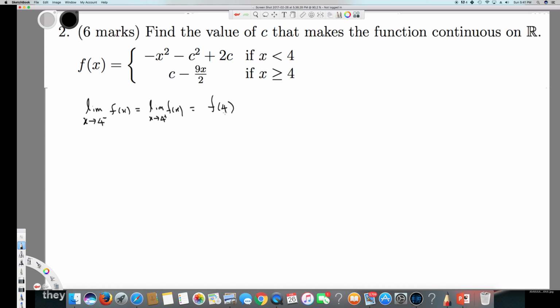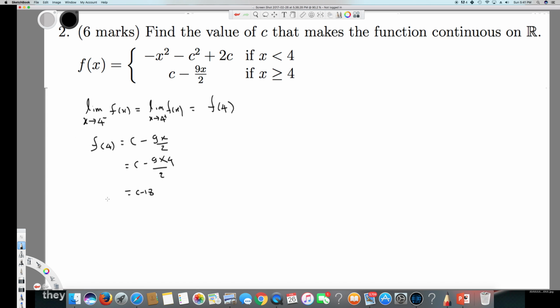First of all, this is easy to solve, so let's see how we can solve this. f of 4 is equal to, so the equal sign is here, right? So I can directly put this formula right here. It's going to be c minus 9 times 4 over 2, which is c minus 18. This is the value of f of 4.